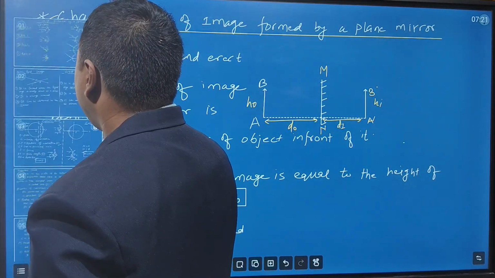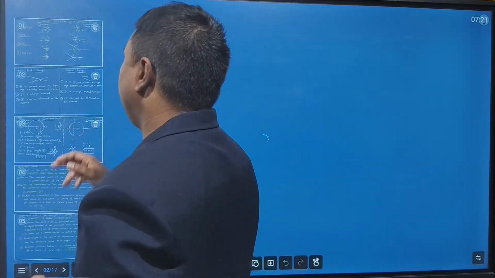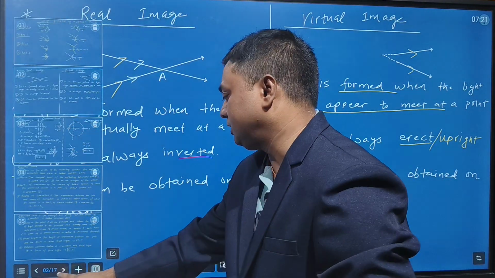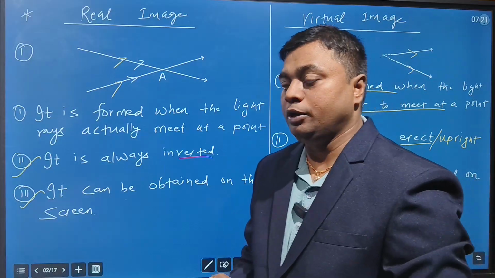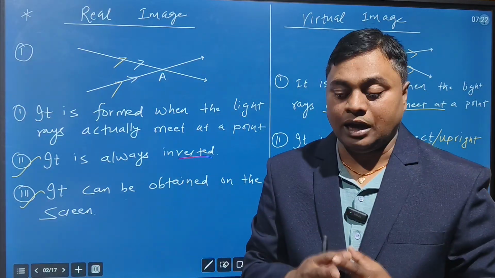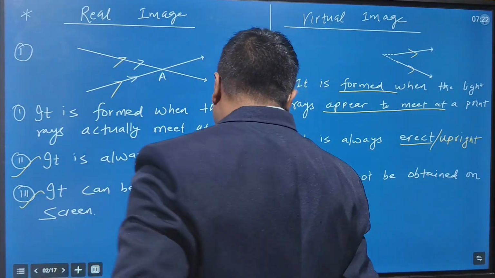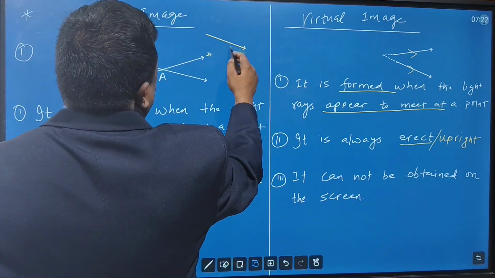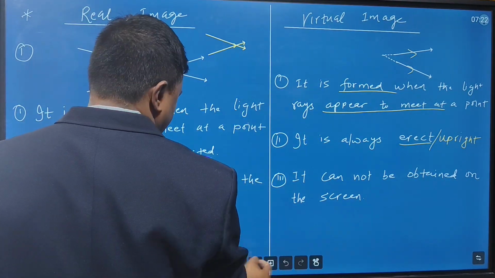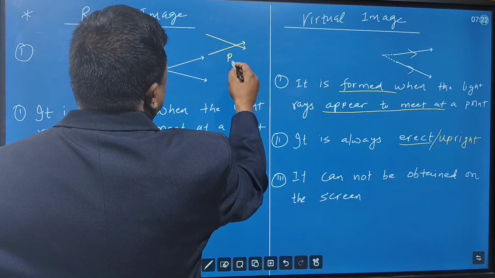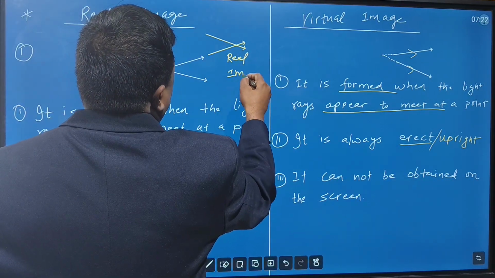Next, we talk about what we mean by real image and virtual image. Try to understand this. A real image is an image which is formed when the light rays actually meet at a point. You can see here, when this light ray and this light ray meet at this point, a real image is formed.